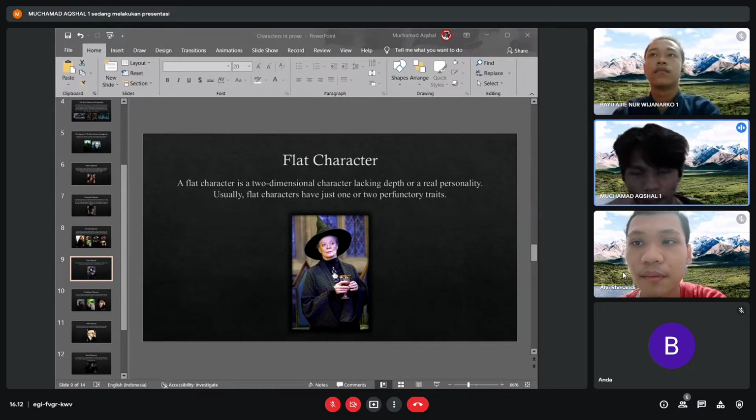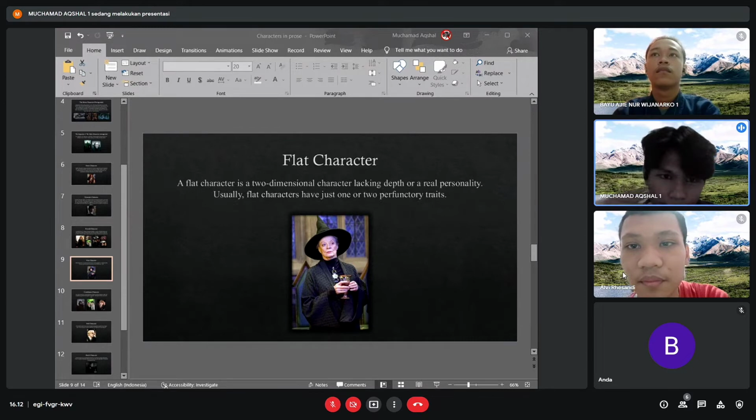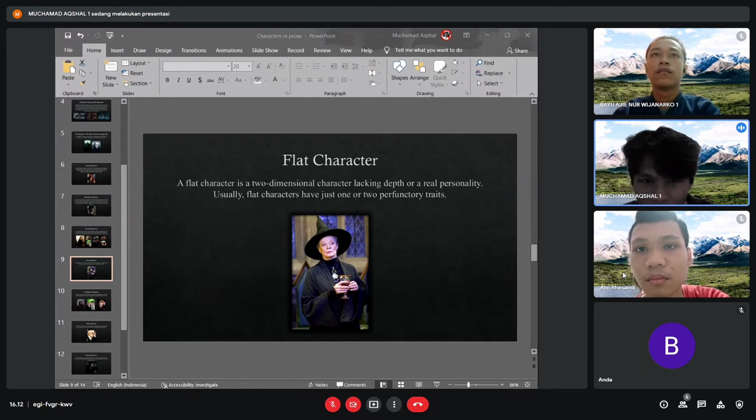So the next one is flat character, which is the opposite of the round character. A flat character is a two-dimensional character lacking depth or real personality. Usually, flat characters have just one or two functionary traits, and Mrs. McGonagall is one of the examples of flat character in Harry Potter.